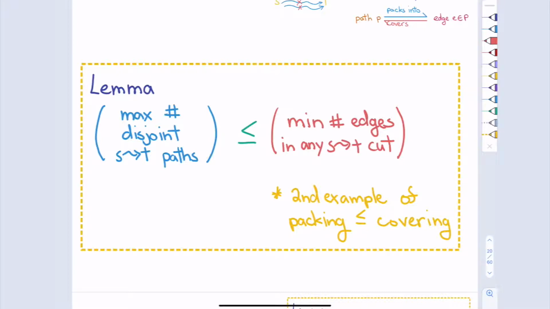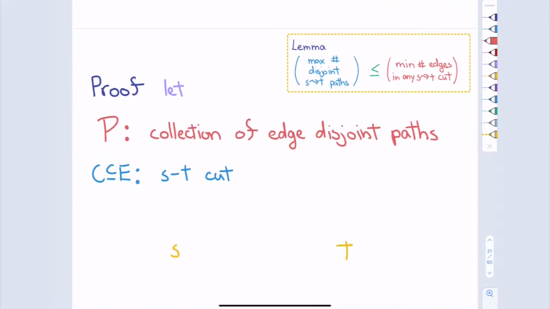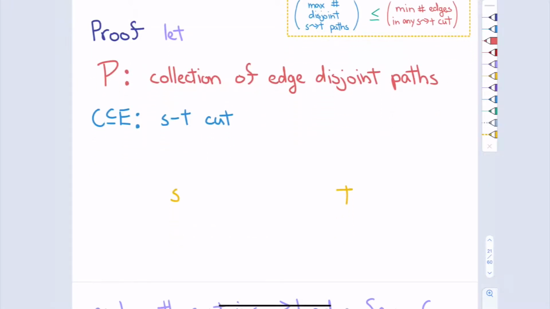Okay. All right, so this proof is the short part of the class, and then we'll get into the complicated part. So it's not such a big deal. Another way to say this is that for any packing of paths and any s-t cut, the number of edges in the cut is at least the number of paths in the path packing.